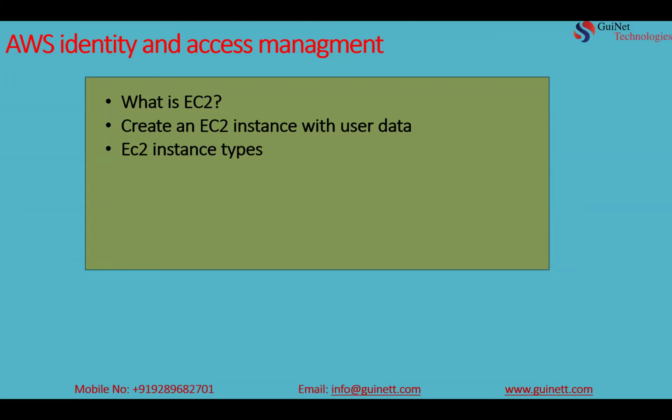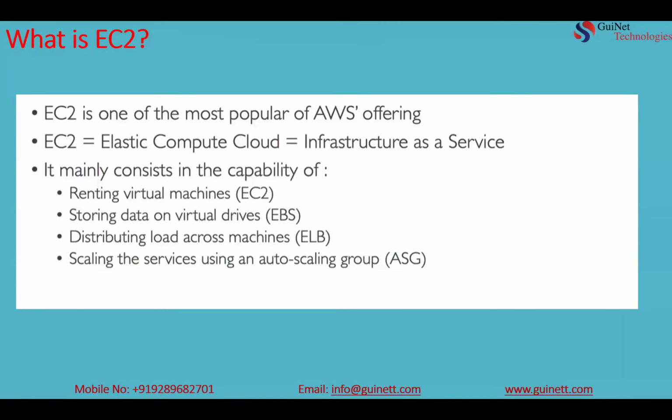EC2 is a virtualization service offered by AWS, by means of which we create virtual machines. So what is EC2? EC2 is one of the most popular AWS offerings, by means of which we are able to create resources. We are able to create a virtual machine on the physical server, which is entirely managed by Amazon Web Services AWS data centers.